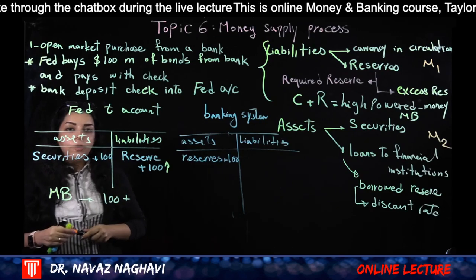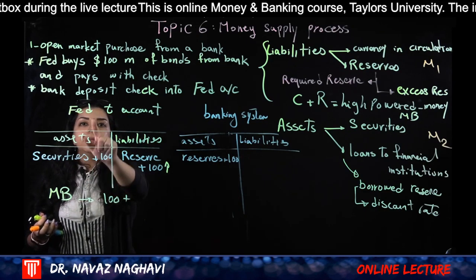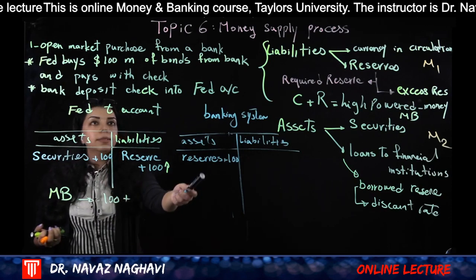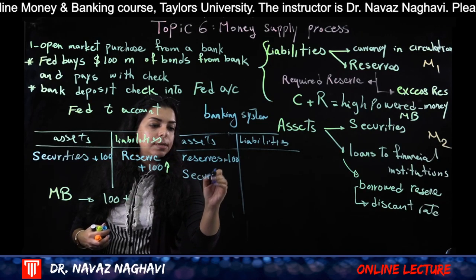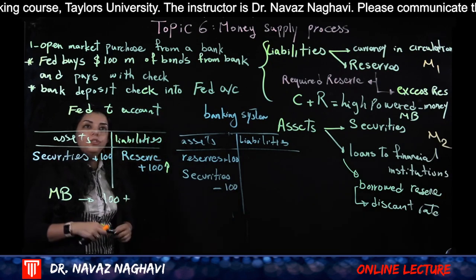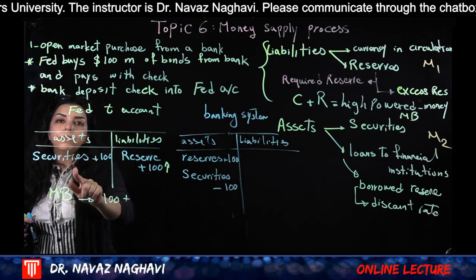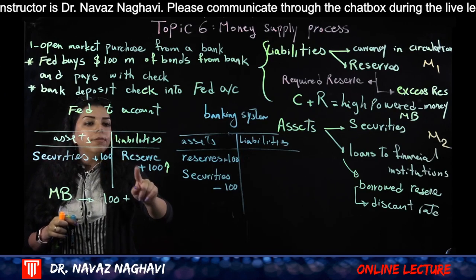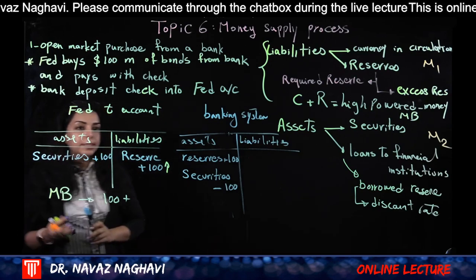Overall, how much have the securities increased? The securities have increased by 100 units in the Federal Reserve account. Then how about the securities of the banking system? The banking system has sold securities to the central bank, so the securities here are minus 100. Has the amount of securities changed in the society? Of course not. The securities have been transferred from the banking system to the Federal Reserve, but the amount of securities remains the same. How about the reserve? We can see that the amount of reserve has increased. That's why the monetary base is increasing.